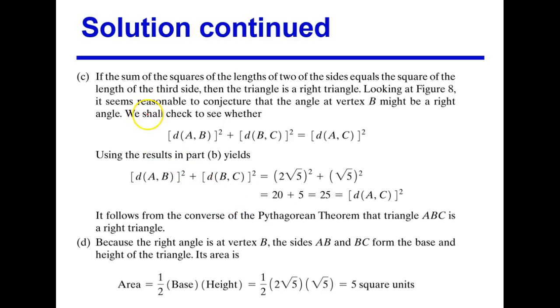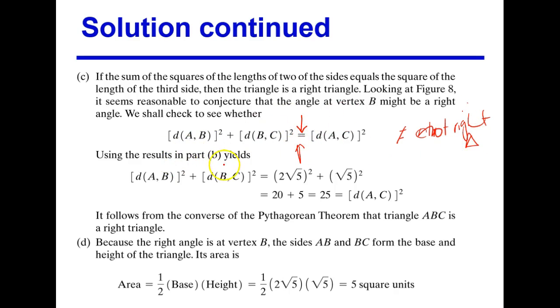Now I have to determine, is this a right triangle? If the sum of the squares of the lengths of two sides equals the square of the length of the third side, then it's a right triangle. What this is really saying is, if I take the first leg and square it, and add it to the second leg squared, does it equal the square of that third one, what we would think of as the hypotenuse? If it ends up being equal, then yes, I have a right triangle. If it's not equal, then I do not have a right triangle.